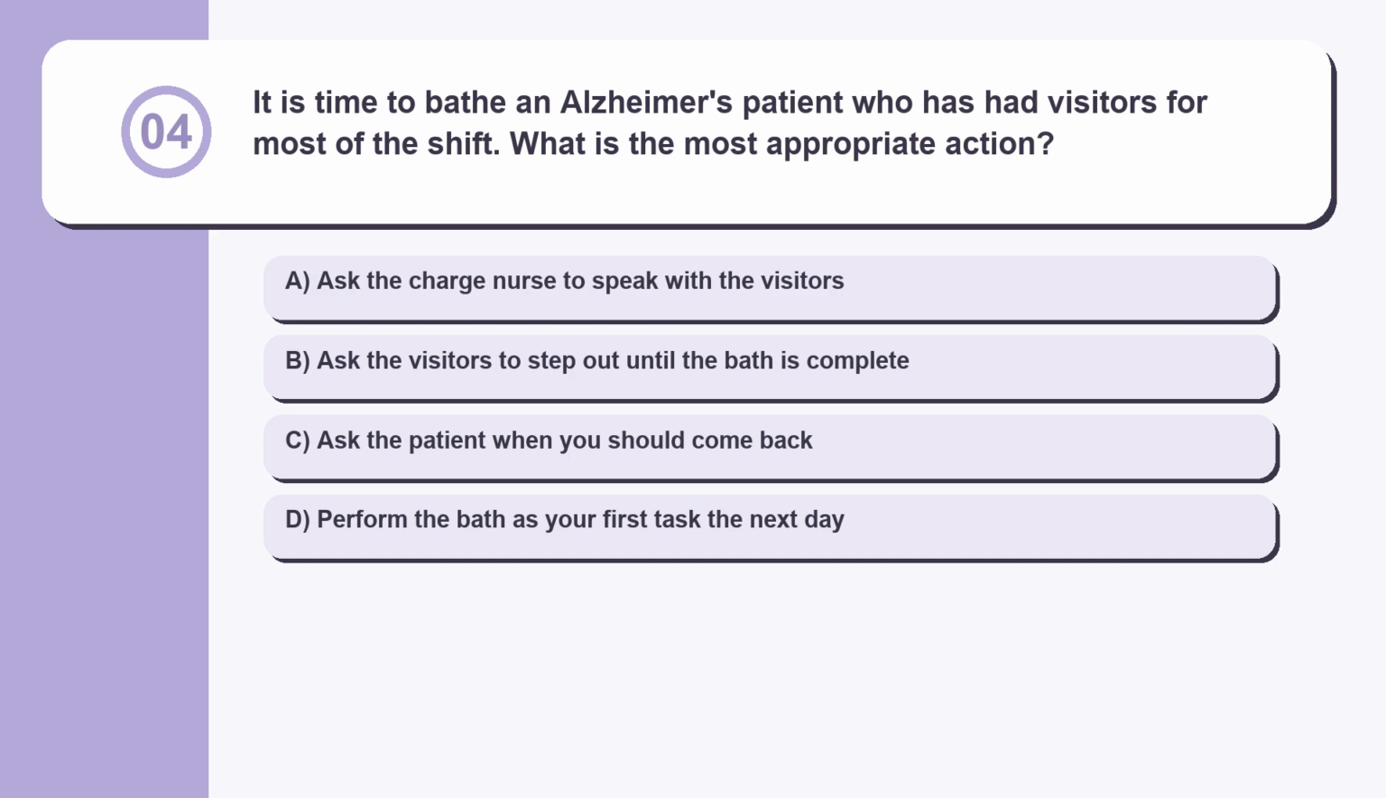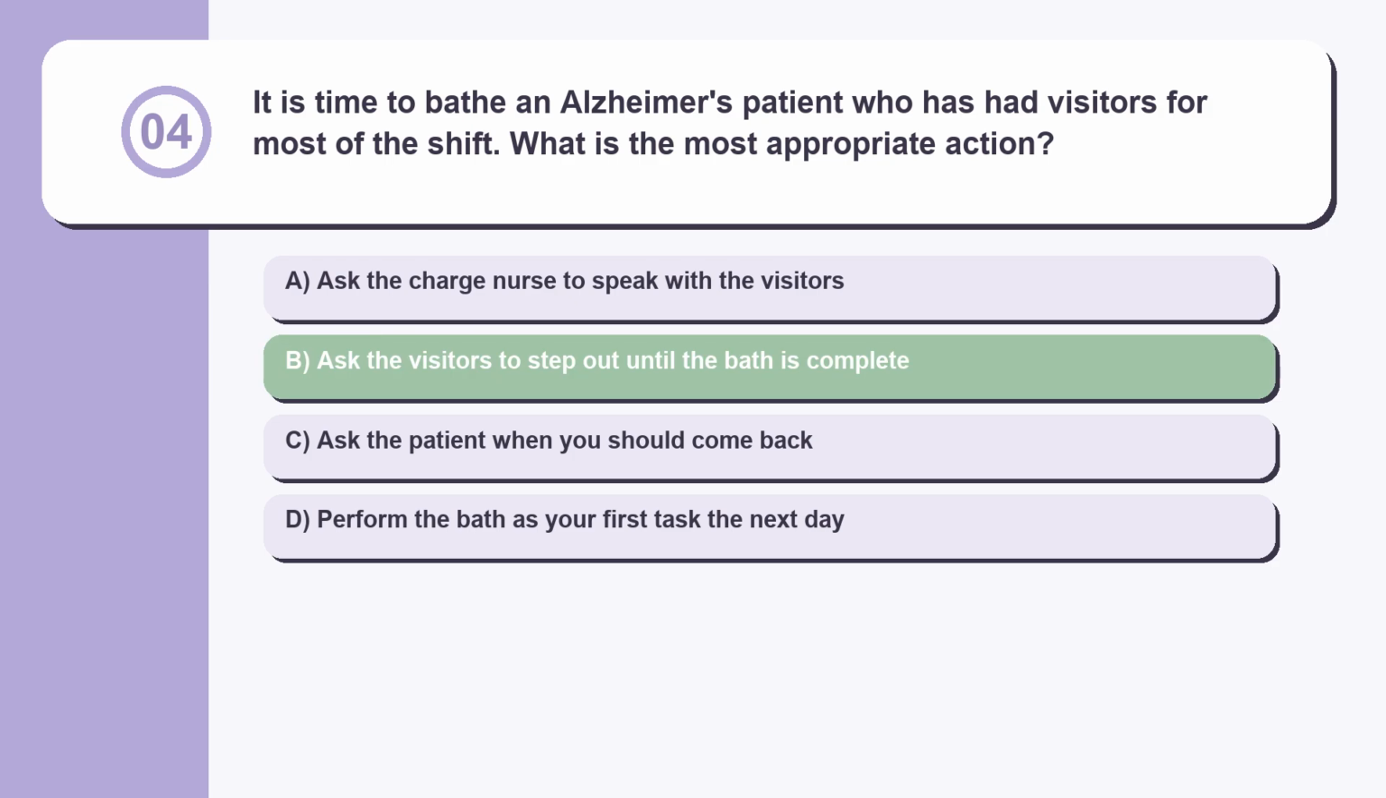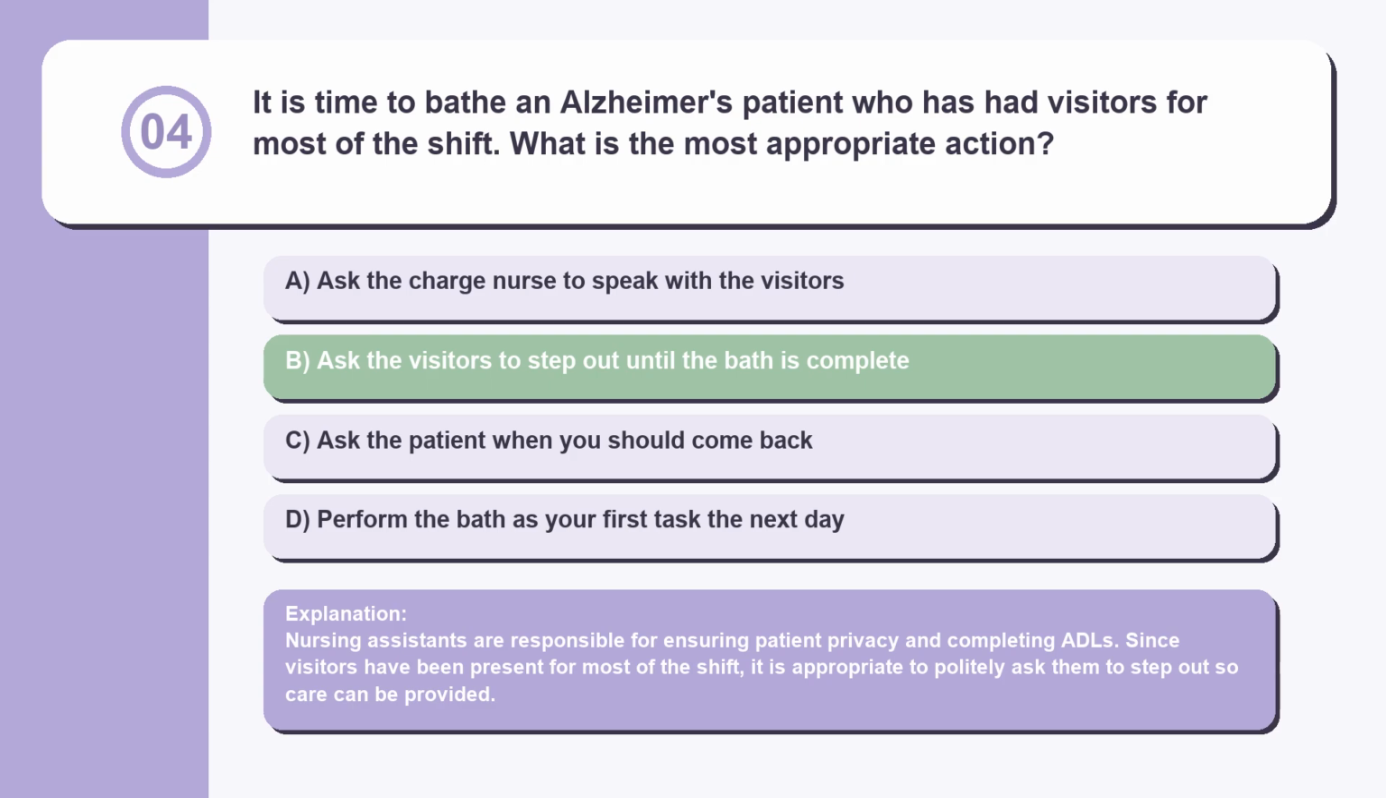Question 4. It is time to bathe an Alzheimer's patient who has had visitors for most of the shift. What is the most appropriate action? Ask the charge nurse to speak with the visitors. Ask the visitors to step out until the bath is complete. Ask the patient when you should come back. Perform the bath as your first task the next day. Nursing assistants are responsible for ensuring patient privacy and completing ADLs. Since visitors have been present for most of the shift, it is appropriate to politely ask them to step out so care can be provided.